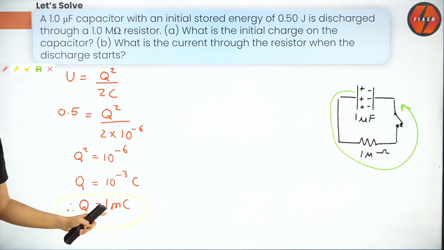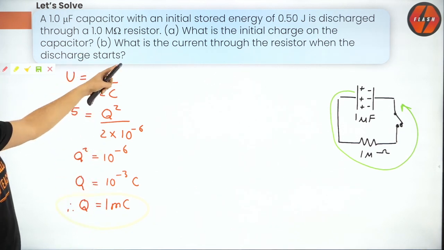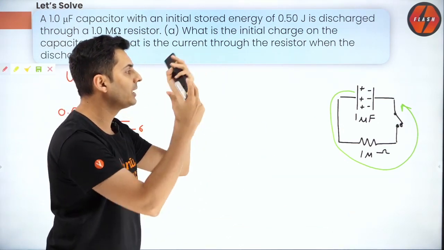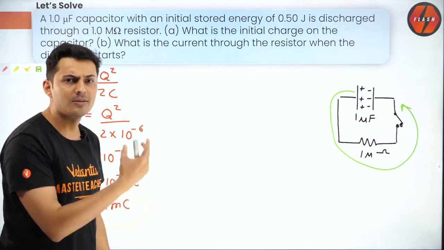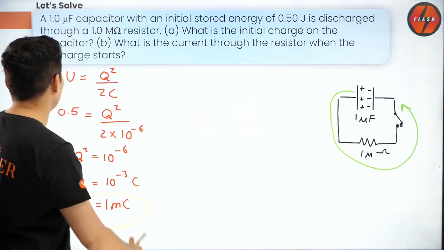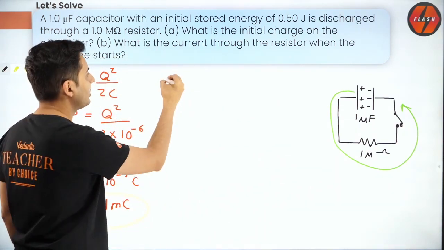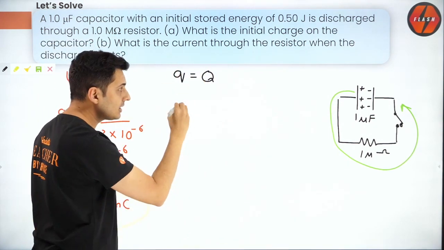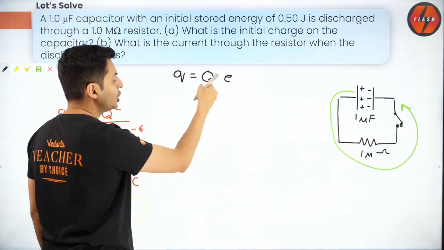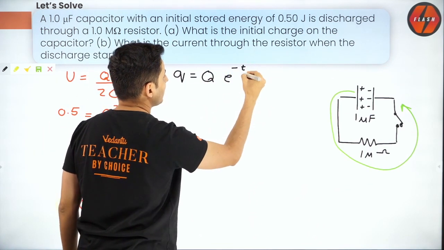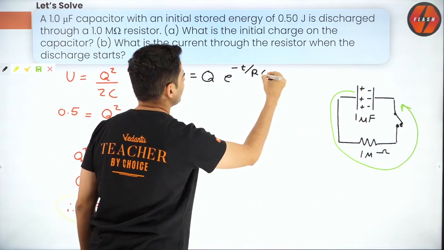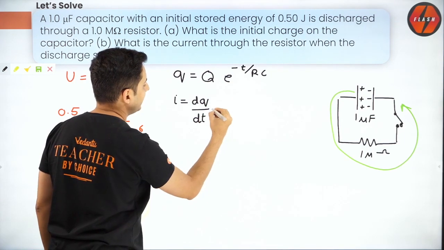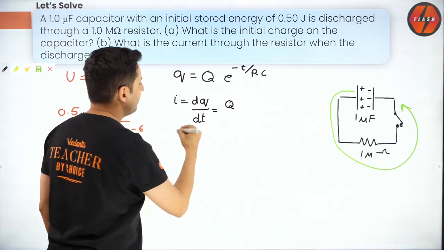Alright, so that's the answer, guys. Now, the question is, what is the current through the resistor when the discharge just begins? When the discharge just begins, what is the current flowing through it? Now go back to the original equation of charge as a function of time. For a discharging capacitor, it was Q into e to the power minus t by RC. Now when you differentiate this, I just did that some time back, dq by dt, you will get the magnitude.